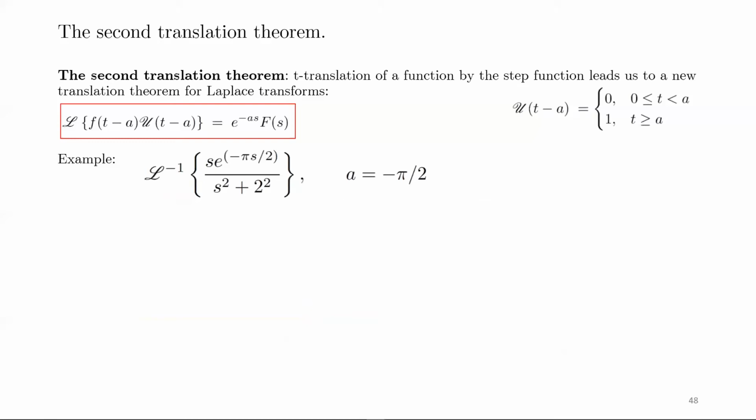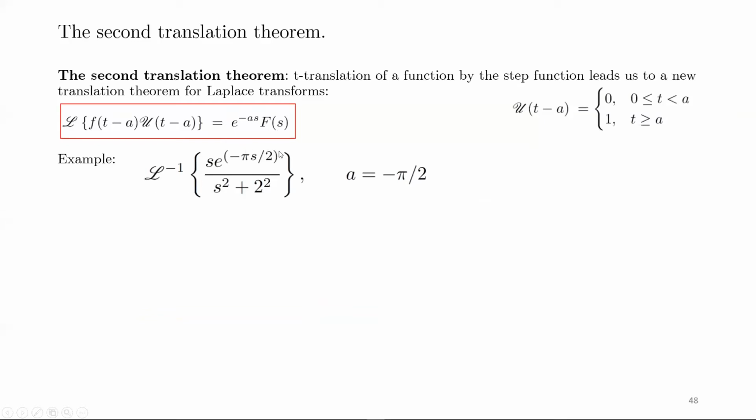So let's look at an example going the other way now. This is often the way we'll see these problems. We're looking at the inverse Laplace transform of some exponential times s over s squared plus 2 squared. Here, a in terms of the second translation theorem is equal to minus pi over 2, in this exponential here.